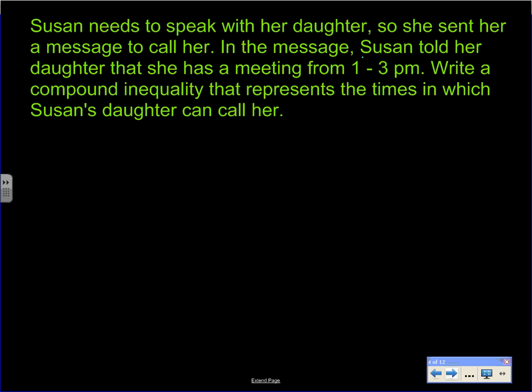In the message, Susan told her daughter that she has a meeting from 1 until 3 p.m. So we need to write a compound inequality that represents the time in which Susan's daughter can call her. So what times can Susan's daughter call and reach her mother? Well, if Susan's got a meeting between 1 and 3, she cannot call between 1 and 3, right? So Susan's daughter has to call before the start time of 1.